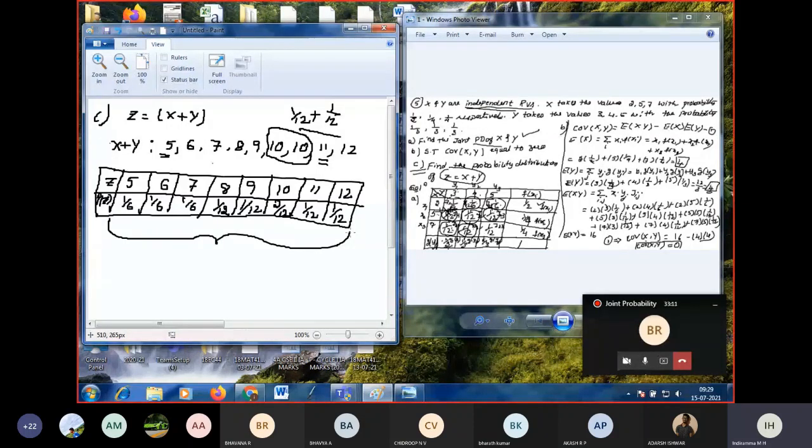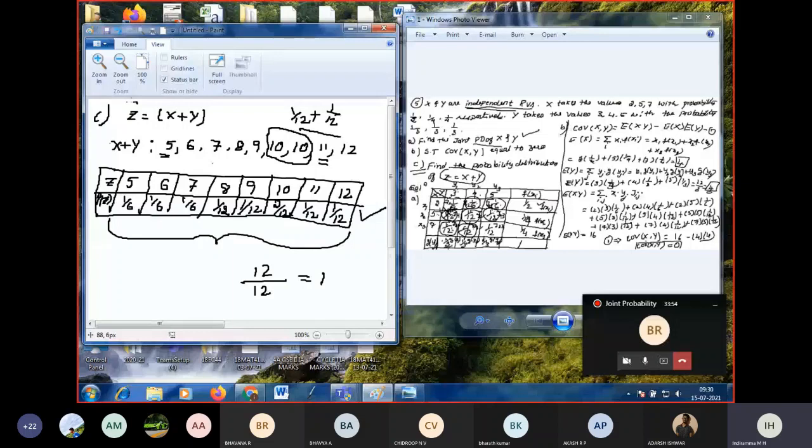What is the sum of the probabilities? It should be equal to 1. We can check it now. Add 1 by 6 plus 1 by 6 plus 1 by 6. Take the LCM as 12 for all these probabilities. So this is 2, 2 plus 2 is 4, 4 plus 2 is 6, 6 plus 1 is 7, 7 plus 1 is 8, 8 plus 2 is 10, 10 plus 1 is 11, 11 plus 1 is 12. 12 by 12. What is 12 by 12? 1.